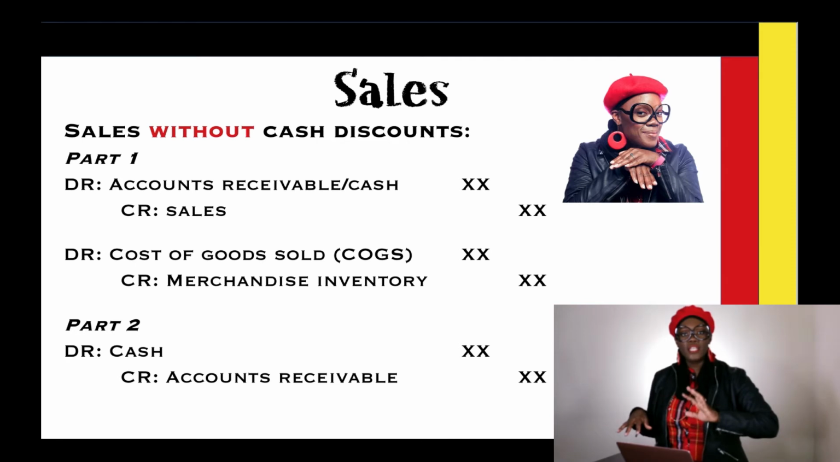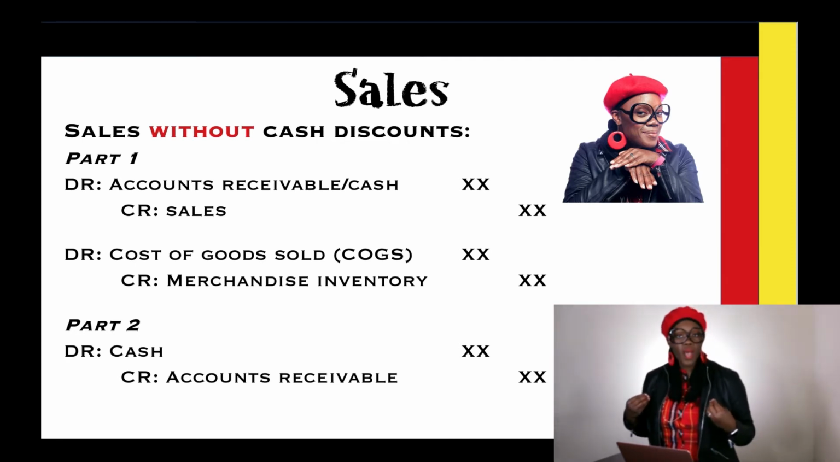And then finally, when we collect the money from our customer, we're going to debit cash because they're going to pay us with cash. And we're going to credit accounts receivable because we need to get it out of their account. They no longer owe us that money. That is without a discount.